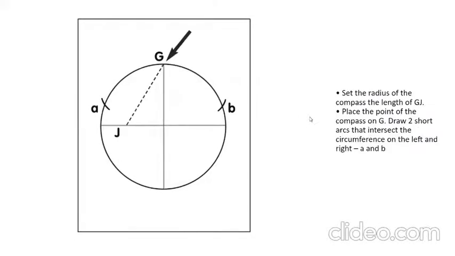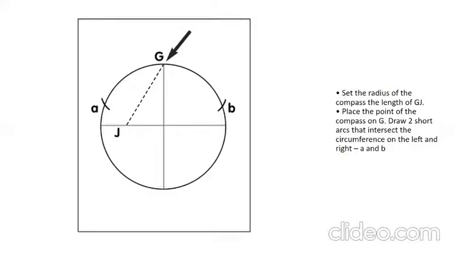Almost there. Last step, we're going to put our compass at G and open it so that it is the exact same size as G and J this time. Not G and H like previous time, G and J this time. And that's the size that we want.